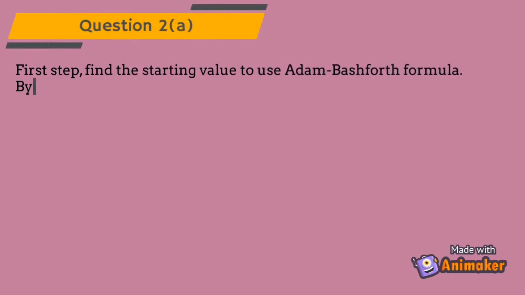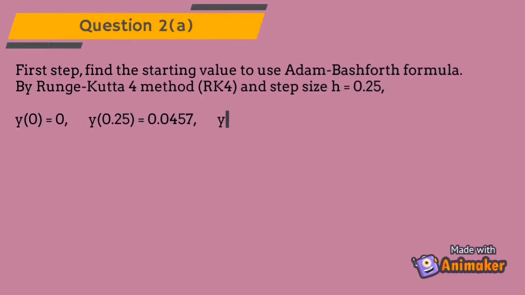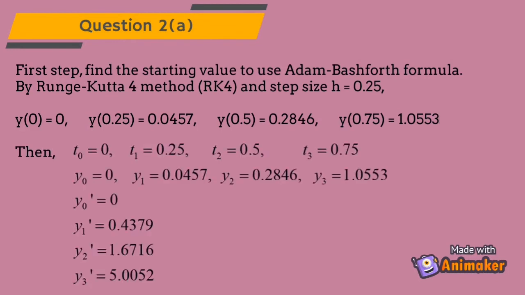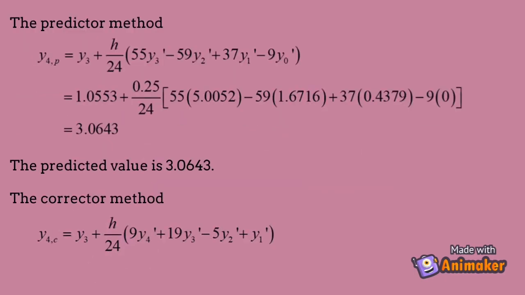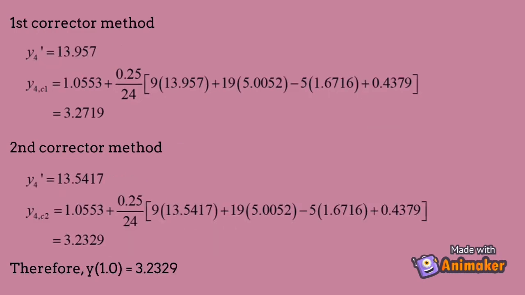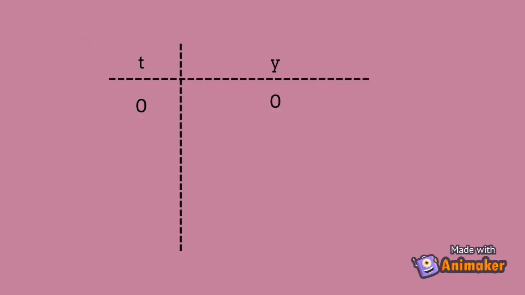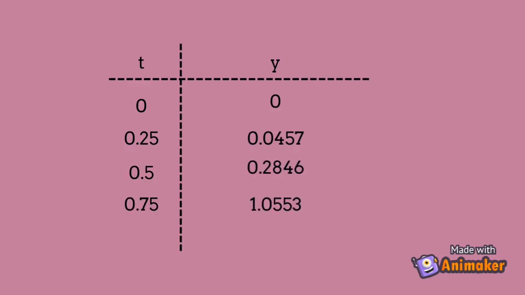Therefore, we are using Runge-Kutta method to find y1, y2 and y3. We substitute the starting value into the given differential equation. Next, we find the predictor value and it is 3.0643. After that, by using this corrector formula, we can find the first and second corrector value. Hence, the final value for y1 is 3.2329. To make it more clear, it is better to create a conclusion by using table of t and y.